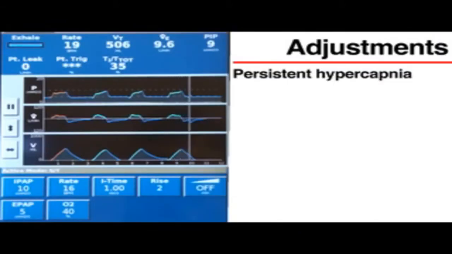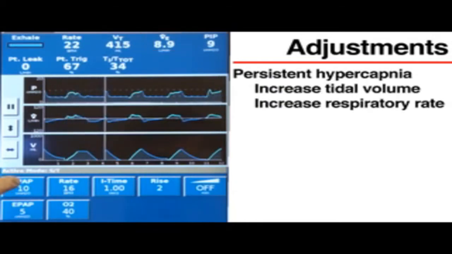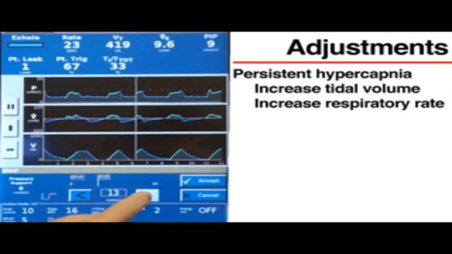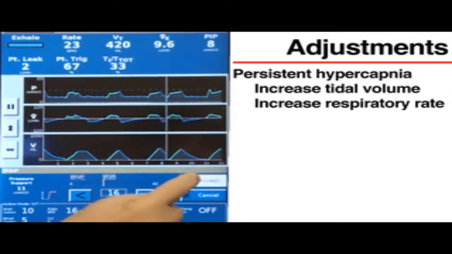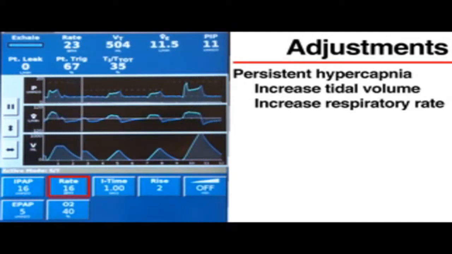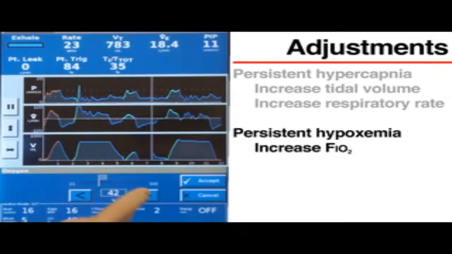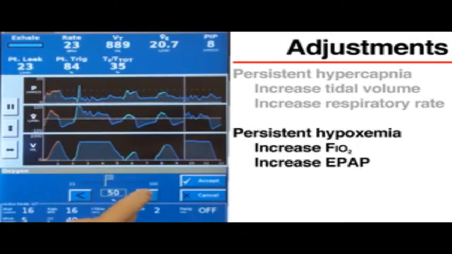If there is persistent hypercapnia, increase the minute ventilation by changing either the tidal volume or the respiratory rate. Recall that the tidal volume will increase as the difference between the IPAP and EPAP increases. Note that increasing the minimum respiratory rate will affect ventilation only if the patient's spontaneous breathing rate is slower than this rate. If there is persistent hypoxemia, increase either the fraction of inspired oxygen or the EPAP.